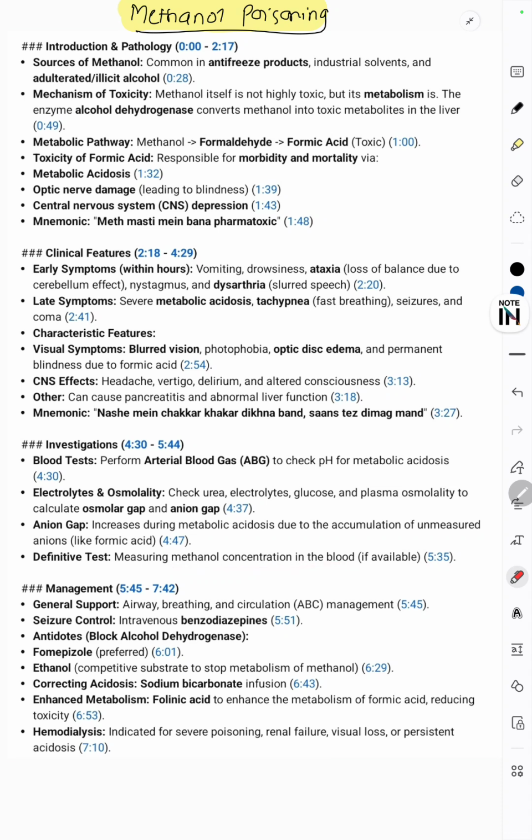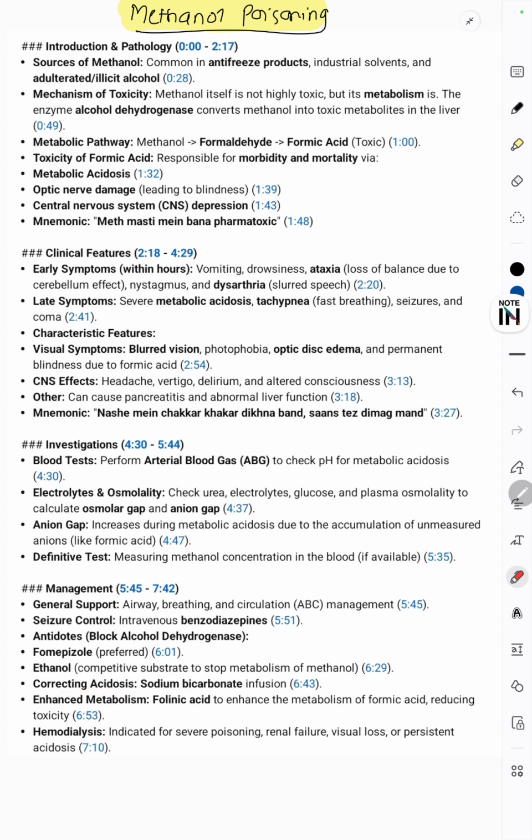Management: general support, that is airway, breathing, circulation, is given. Apart from that, seizure control is done with the help of diazepam. The antidote that is given is used to block the dehydrogenase. The antidote of choice is fomepizole, but it's an orphan drug that is not easily available, so we go for ethanol. Ethanol is a competitive substrate to stop the metabolism of methanol. Then for correction of acidosis, we use sodium bicarbonate infusion, and folinic acid is given.